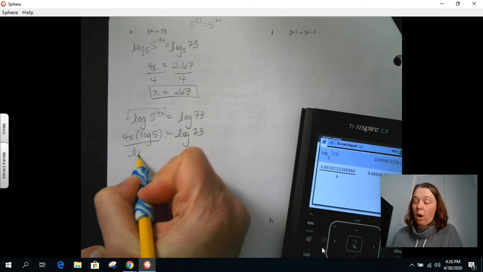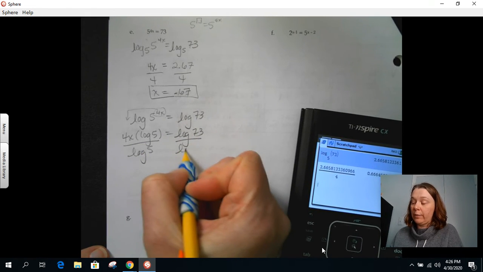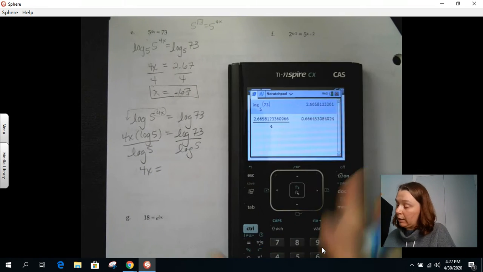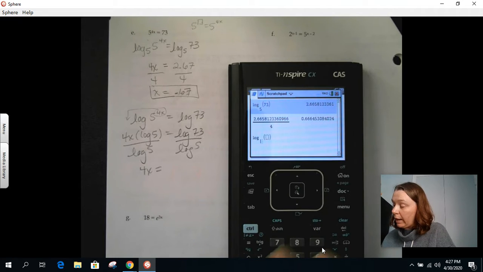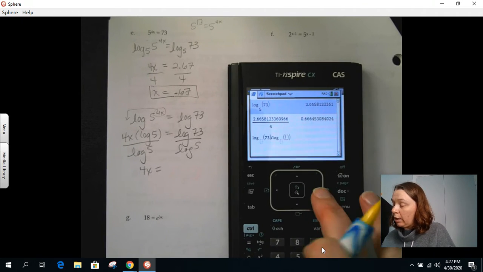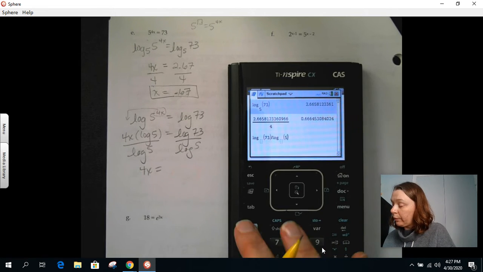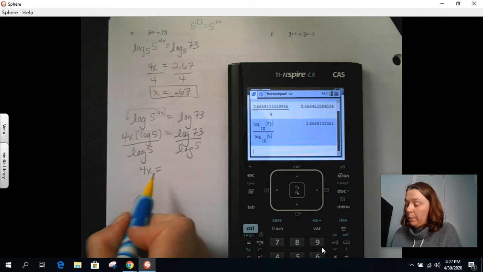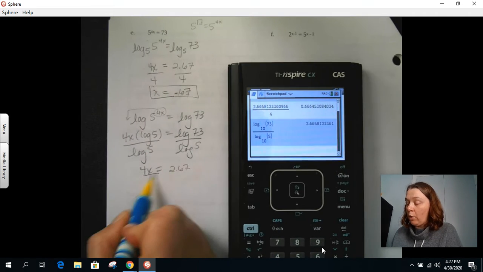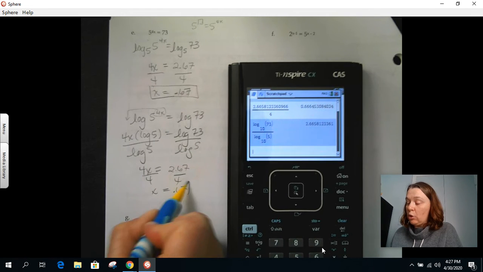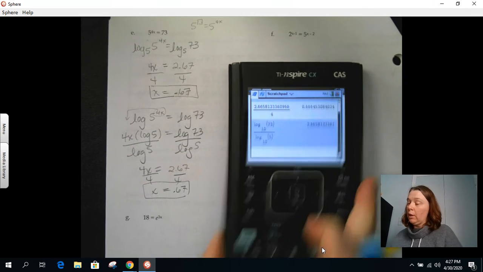We would divide off the log of 5. So I'd have 4x equals whatever I get when I put that in. So log, and I have to bump over for the 73, and then bump out, and then log, bump over, and then I get the 2.67. Okay, and then I still end up dividing by the 4. So you see we get the same thing either way. Do what makes the most sense for you.